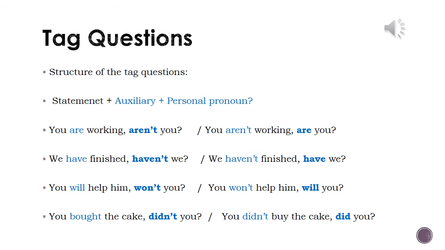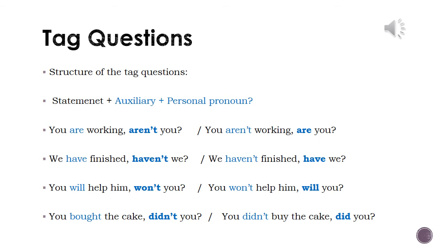And you have to use the same auxiliary of the verb tense that you are using in the statement. So if the sentence is in present simple, we use present simple in the tag question. If we use present continuous, we use the present continuous in the tag question. We have to use the auxiliary plus the pronoun. Let's see the next examples.